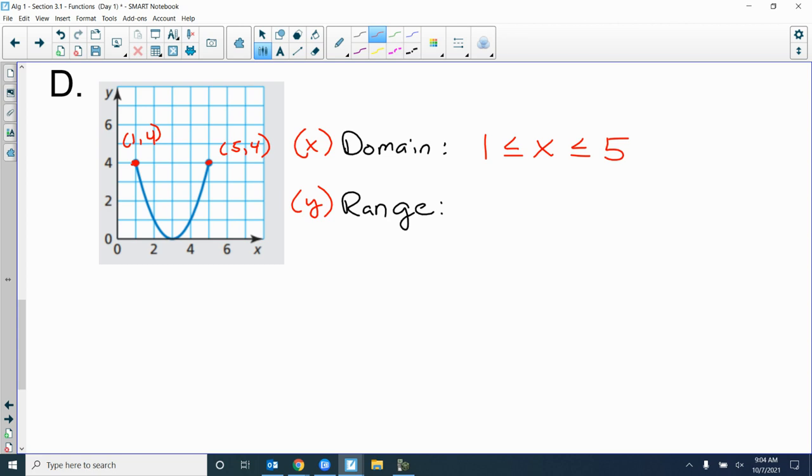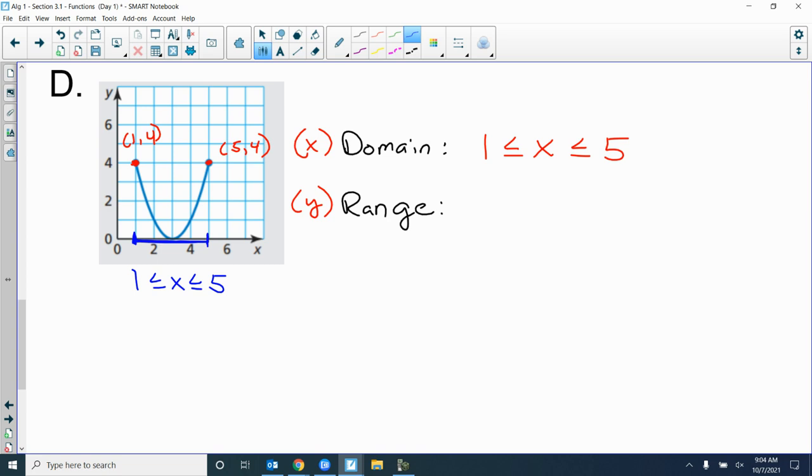All right. So this is usually what I do: I find the furthest point on the left and I go to my x-axis and I put a mark. And then I go to the furthest point on the right and I put a mark. And then that tells me it's 1 is less than or equal to x is less than or equal to 5. So I go left to right. Range is up to down, low to high.